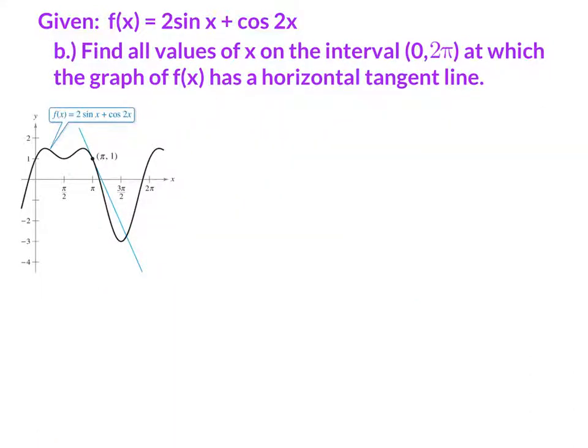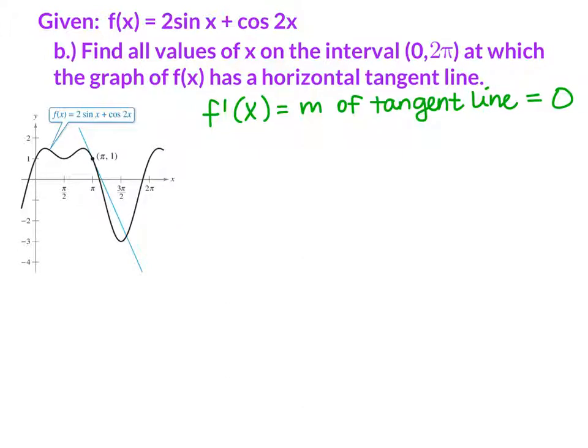And now with the same equation, part B is asking me to find all the values of x on the interval between 0 and 2 pi at which the graph of f of x has a horizontal tangent line. And what that means is that our derivative, our f prime of x, which is also the slope of our tangent line, is going to be 0. So if I look at this graph here, this black curve, I see about this point would make a horizontal, so would that, so would that, so would that. So we're probably going to end up with a handful of points.